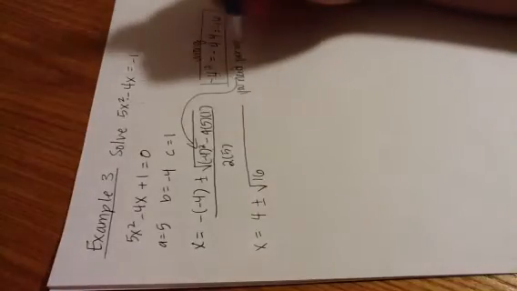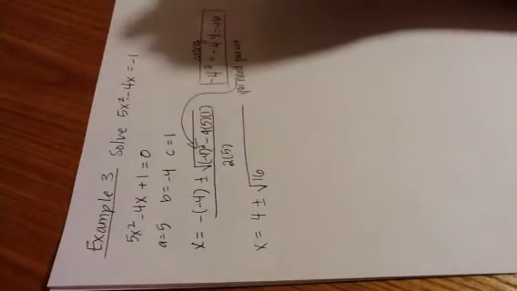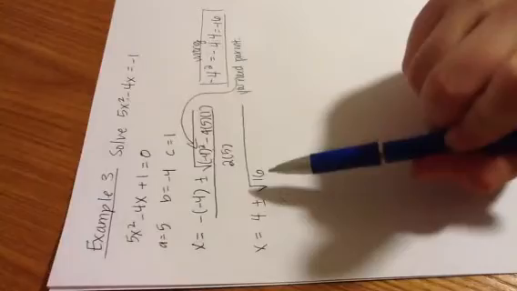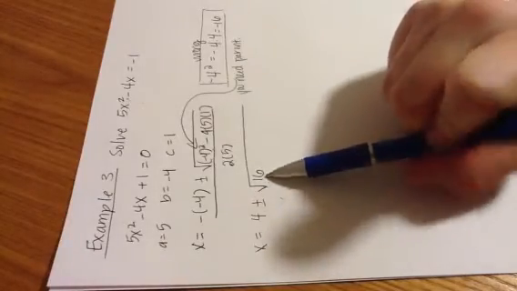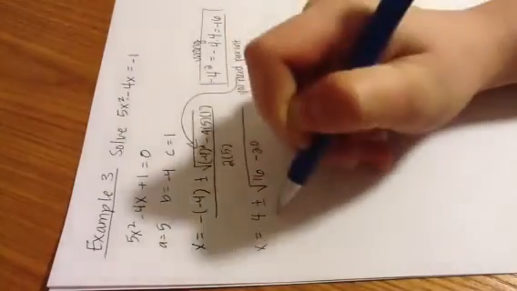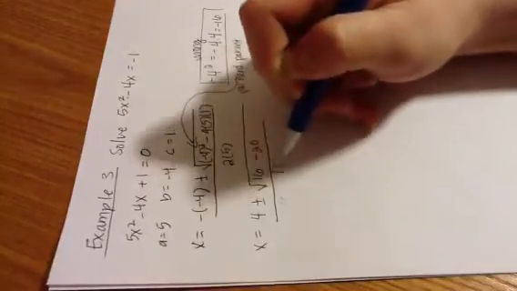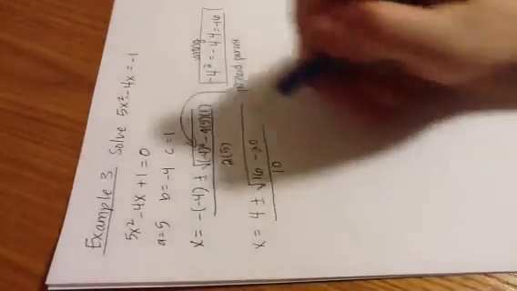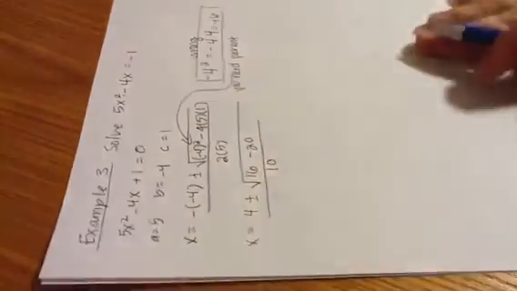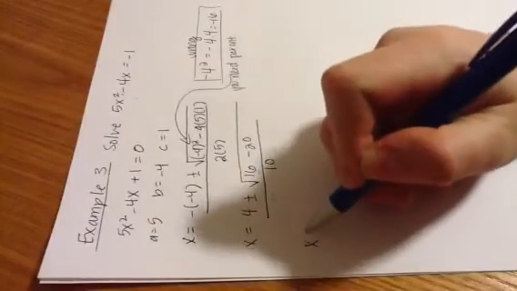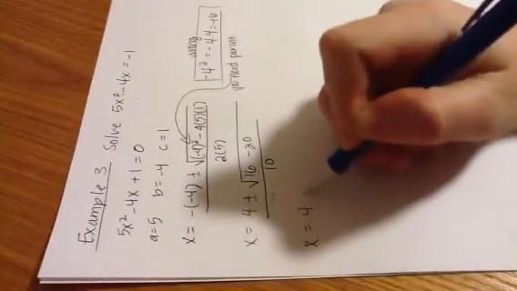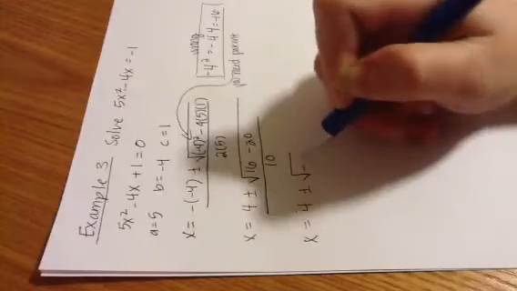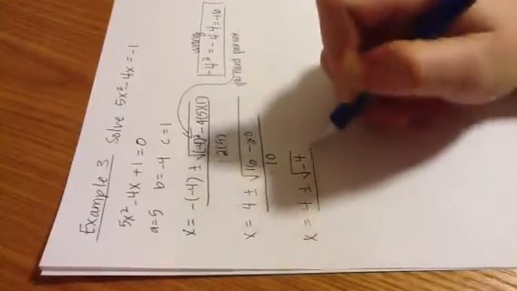Okay? I'm not going to spell that out because I'm bad at spelling. So you get square root of 16 minus 20 all over 10. Alright? Now perhaps some of you are already seeing a little bit of an issue, because what we're going to have now is x equals 4 plus or minus square root of negative 4 all over 10.